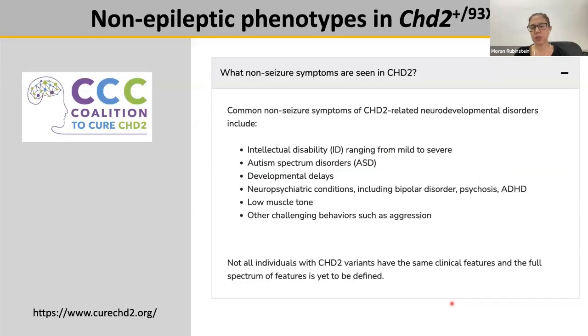Next, we looked at the presence of non-epileptic phenotypes. Now, human behavior is, of course, much more complex than anything we can get in the mice, but there are several tests that we can do and try to correlate between the phenotypes in the mice and what we see in the patients.